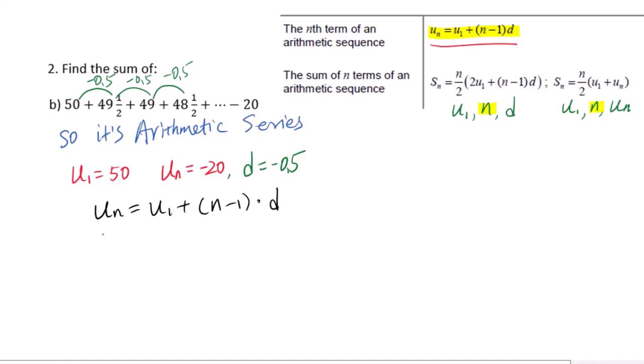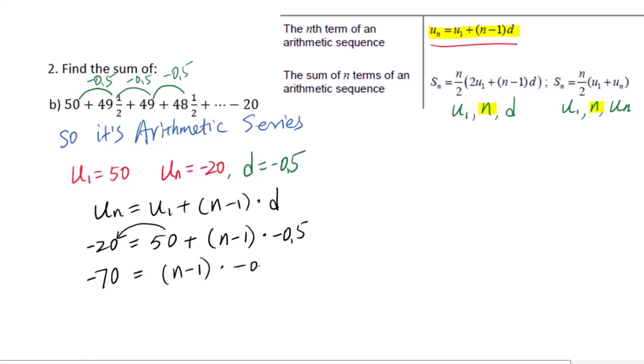U sub n, that's negative 20, equals u sub 1, which is 50, plus n minus 1 times negative 0.5. Cross the river, change the sign. Negative 20 minus 50, that is negative 70, equals n minus 1 times negative 0.5. Then we divide both sides by negative 0.5. N minus 1 equals 140. So cross the river, change the sign, n equals 141.